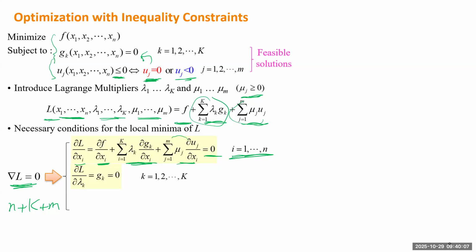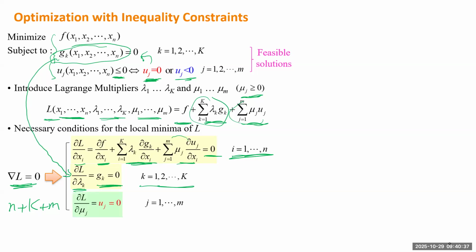Okay, second, partial L by partial lambda k. This is exactly the same as the equality constraints. So we have k such equations. The equality constraints come to here, so we take care of all the equality constraints by forming this gradient vector.